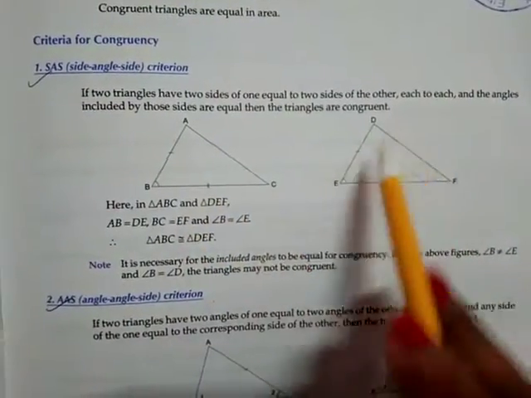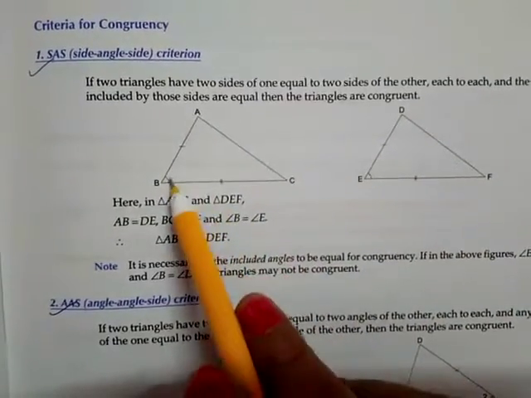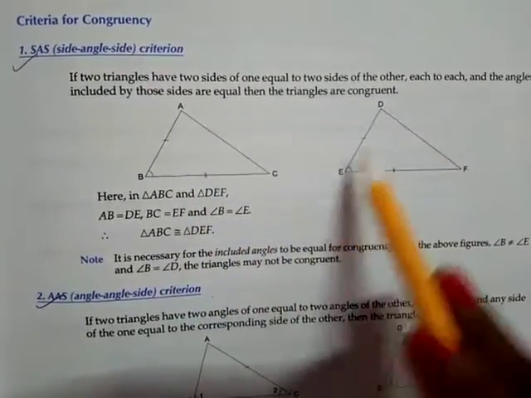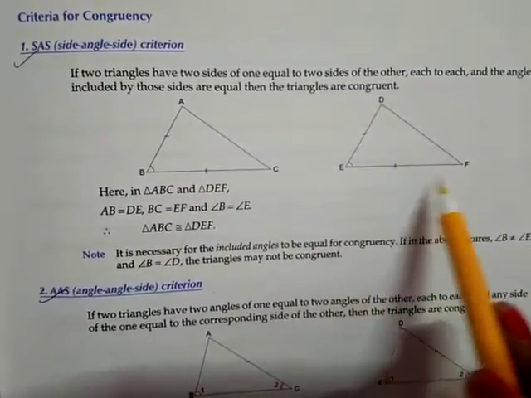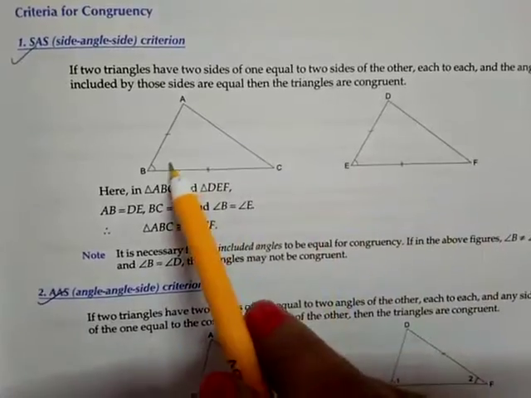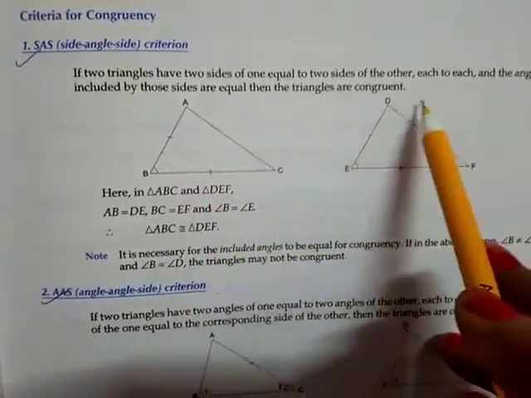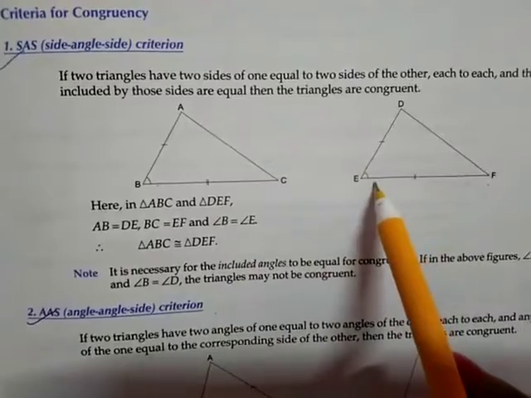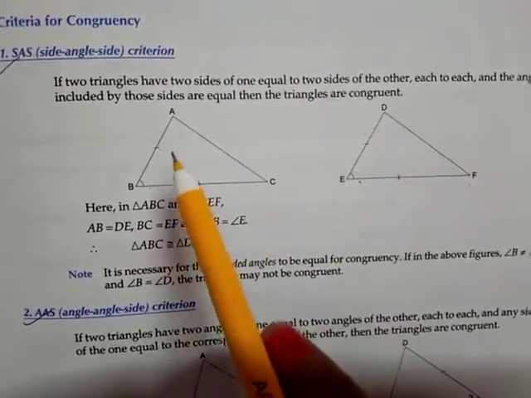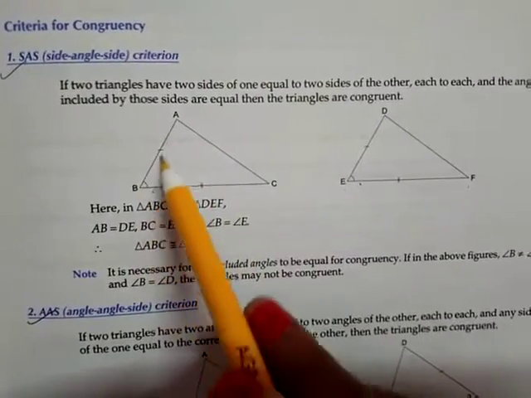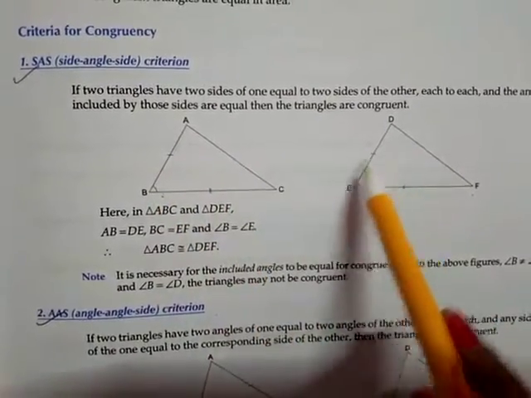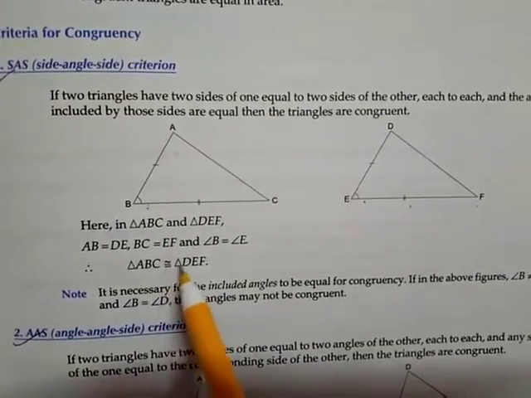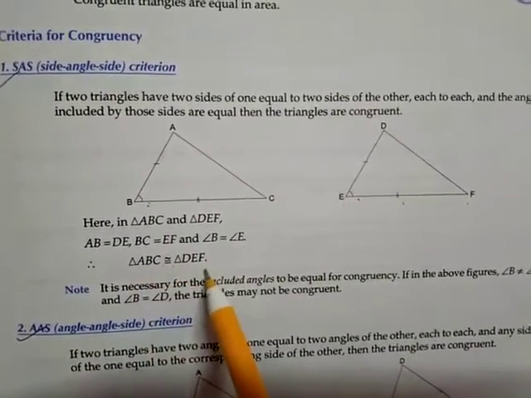Now see, there are two triangles, one is triangle ABC, the other is triangle DEF. This side AB is the same as the corresponding side: AB is equal to DE. Similarly, BC is equal to EF, and angle B is equal to angle E. These are corresponding sides and angles. Therefore, by SAS, side, angle, side. See, the angle is between these two sides, so by the SAS test, both triangles are congruent. Triangle ABC is congruent to triangle DEF. And the sign of congruency is an equals sign with a curve drawn above it.